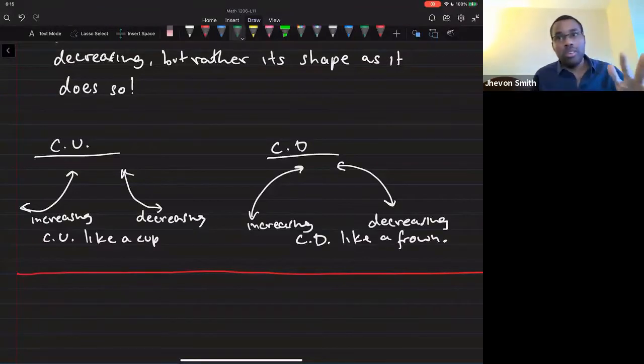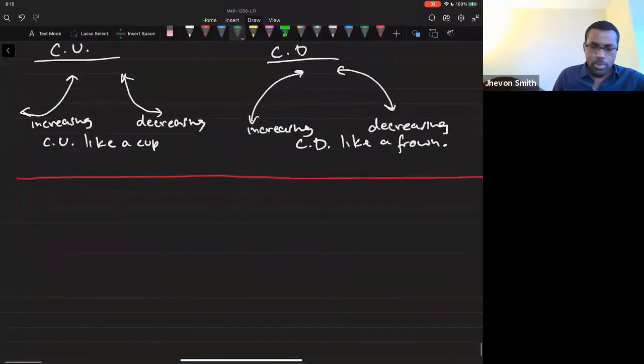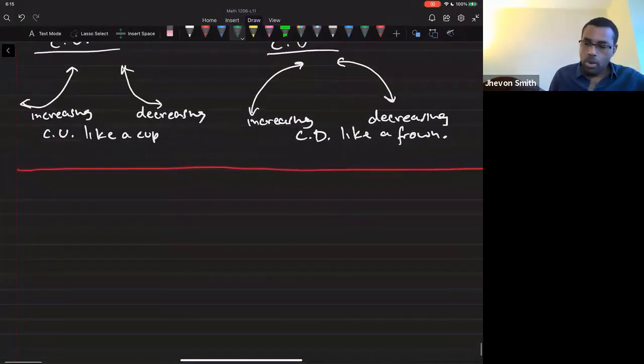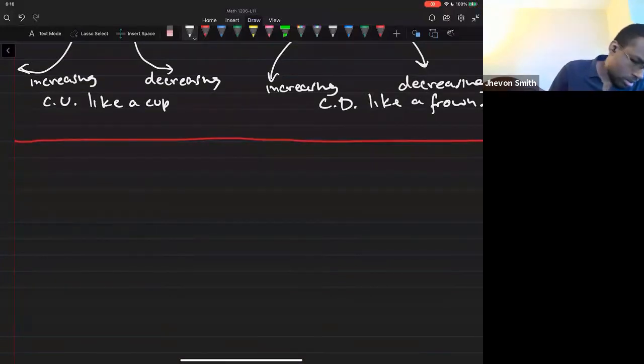So yeah, the first derivative is what tells you whether it's moving up or down. Concavity, or concave up versus concave down, tells you how it's shaped while it's moving up or down. We're going to talk about the significance of that in a little bit. But now, the next thing I wanted to go into was the idea of an inflection point. So let's do that.